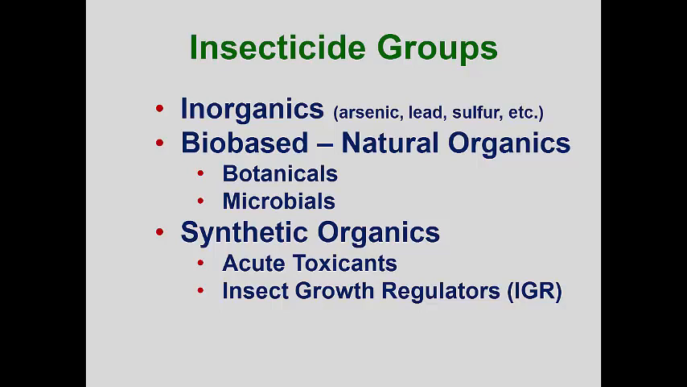At the end of World War II, very potent insecticides were discovered, and these were used to control mosquitoes, flies, fleas, and lice. After the war, these were also used to improve crop production. These are called synthetic organics because the molecules contain carbon, hydrogen, and oxygen. While most of these are acute toxicants, hormone-like insect growth regulators were also developed and used.